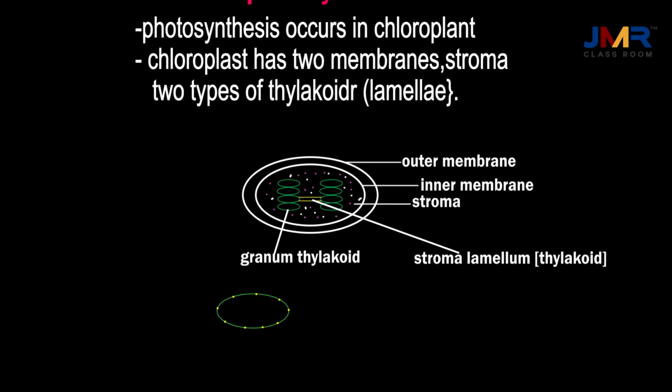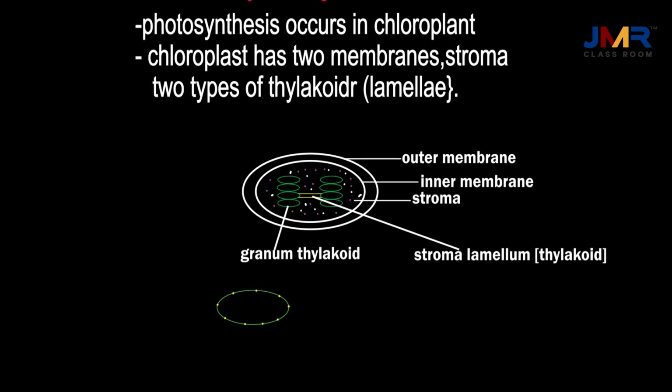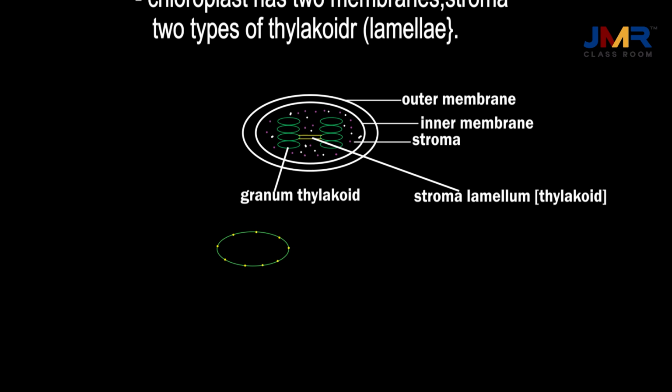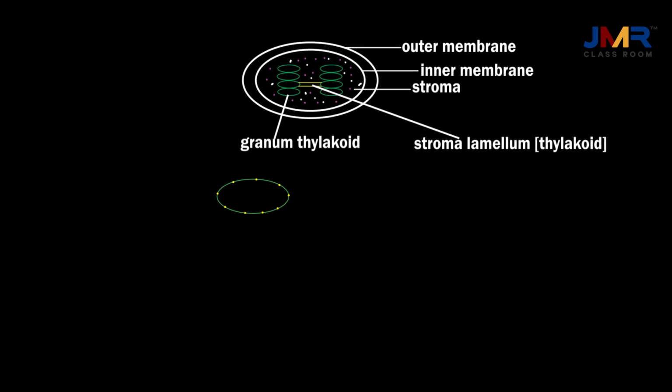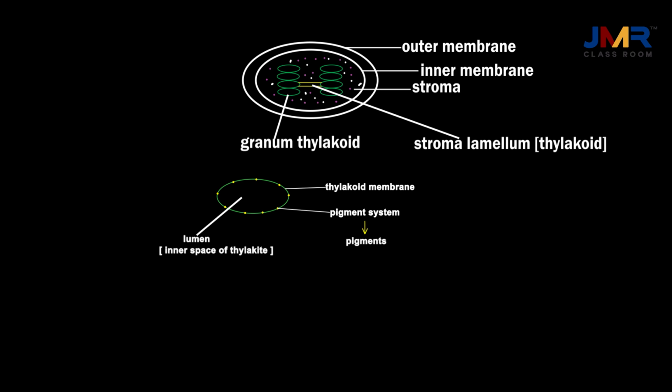These are granum thylakoids. Stroma thylakoids connect the grana. Here, if you observe one granum thylakoid, the inner space of the granum thylakoid is called lumen. In the thylakoid membrane, pigment systems are present. Those pigment systems consist of pigments.